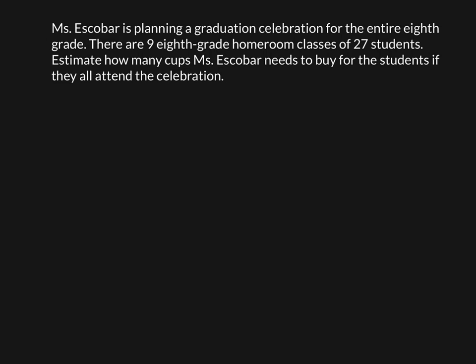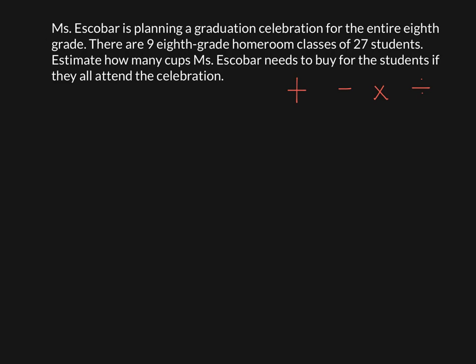So now I need to first ask myself, what operation am I going to use? When I talk about operation, I mean, am I going to add, subtract, multiply, or divide? Now in this case, I have 9 groups of 27, so I know that I'm going to multiply. But I can't really multiply 9 and 27 in my head. So I'm going to use something called compatible numbers to make this problem easier for me.